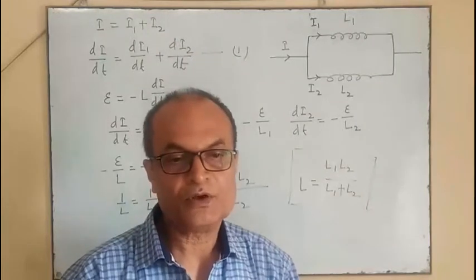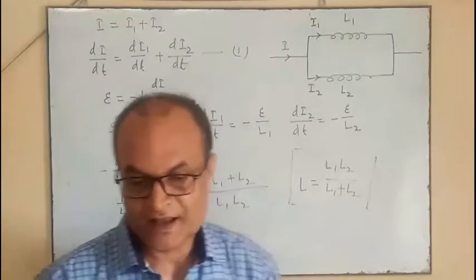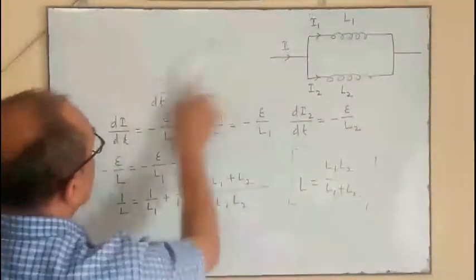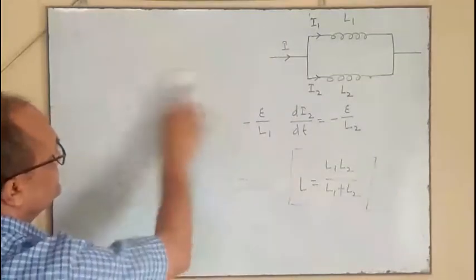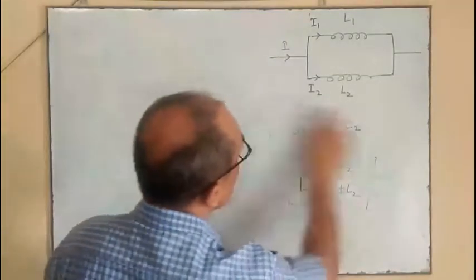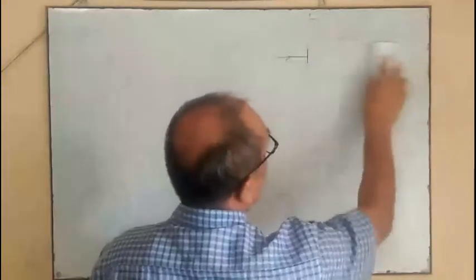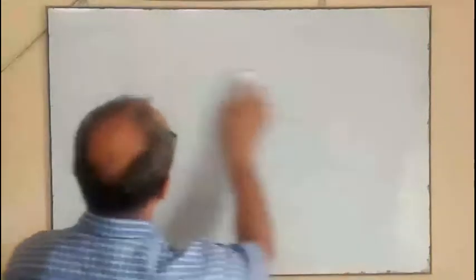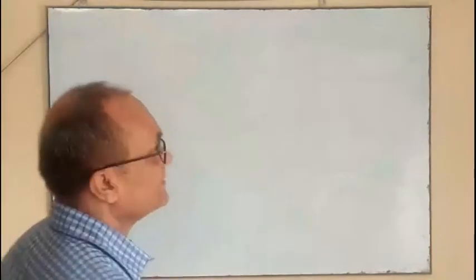So now we are going to discuss a new topic here: energy stored in an inductor. Definitely energy is stored when a current flows through a conductor. We will see that a magnetic field is induced around it. So we will see the magnetic energy here. So energy is stored in an inductor.